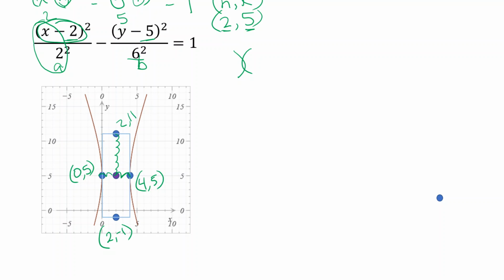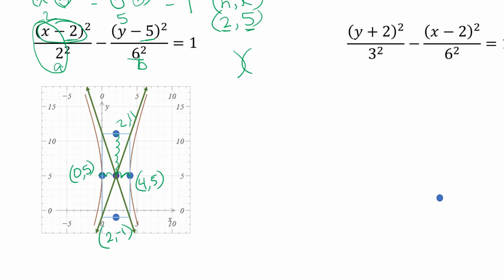Next, we can remember to draw an X or a box and connect 2 X's through it. There you go. And now I have my asymptotes added on there also. All right, so the next thing we want to do is take a look at one more sample. Notice that I have this written in the y first format, all right? But we still need to get our center point first.